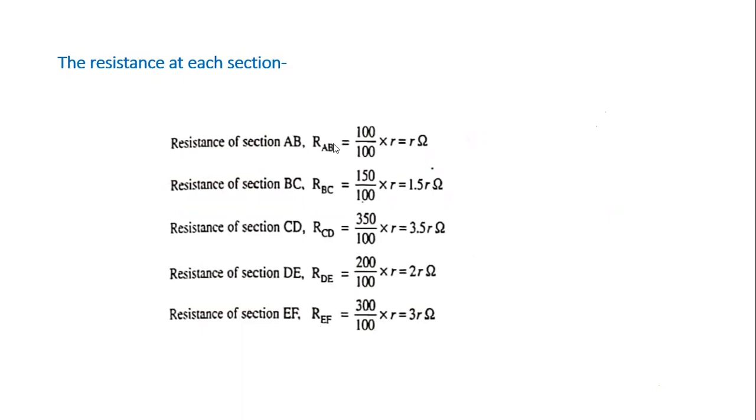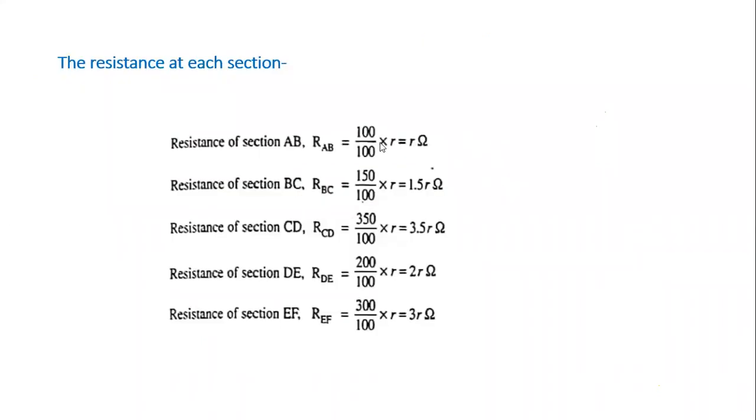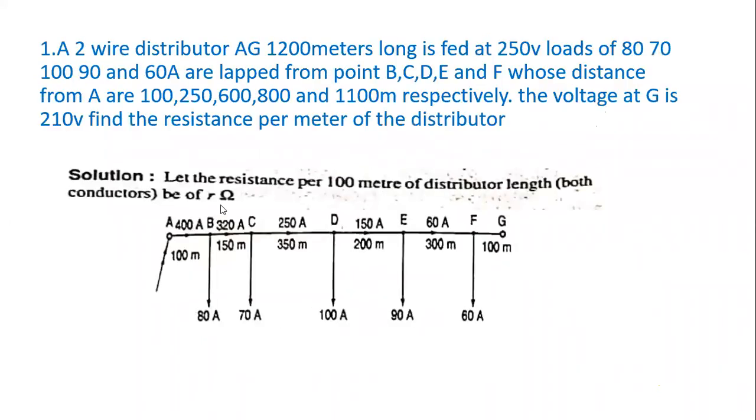What is that resistance RAB equal to? In that question also, let the resistance per 100 meters of distance of length be R. So 100 meters divided by the distance between A to B, which is 100. That's why 100 by 100 into R, where R is the resistance of 100 meters of distance. Therefore, 100 by 100 into R.